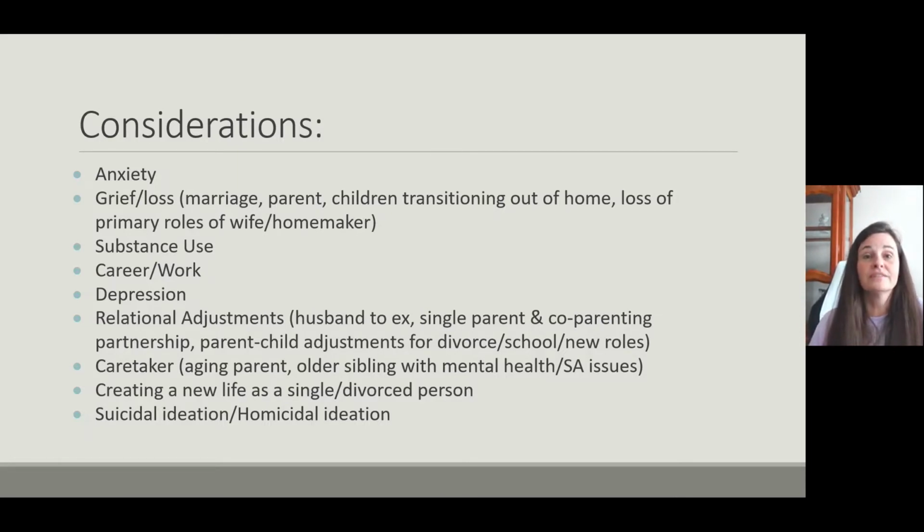Career or work consideration. How long has she been out of the workforce? What did she do? Is she working currently? Does she just need to change things? Because she knows she wants to get back into the workforce, in what type of capacity? So there's a lot of career options that you could explore with Sally as well.